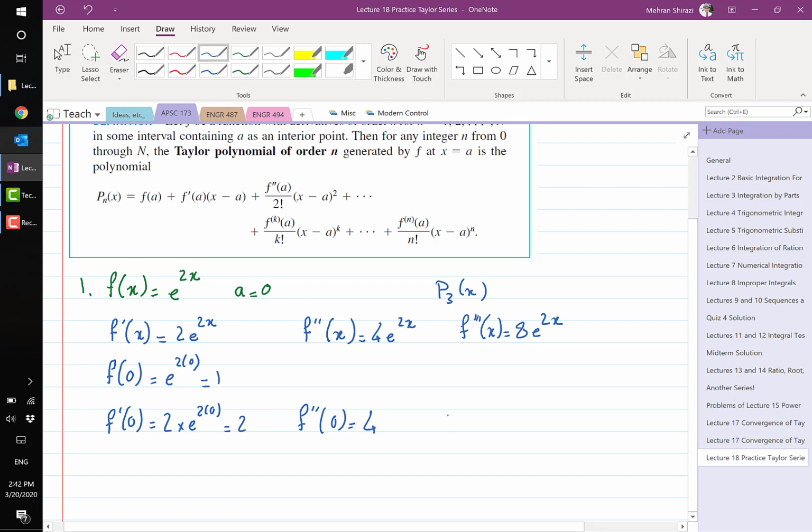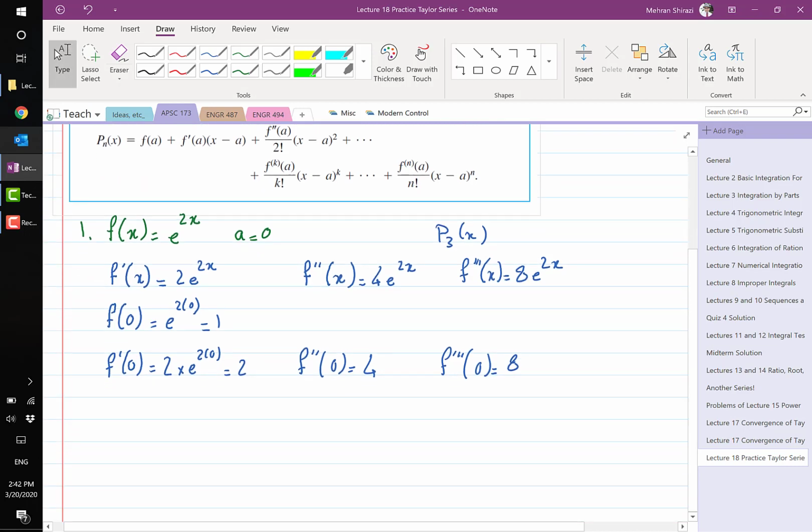We need the third derivative of f at 0, which is 8 times e to the power of 0. 8 times 1 is 8. Since we want to go up to P3, we stop here. We don't want to keep going. We can keep going and add many terms, but in these practice questions, I want to stop at 3. So that's it. We have it.